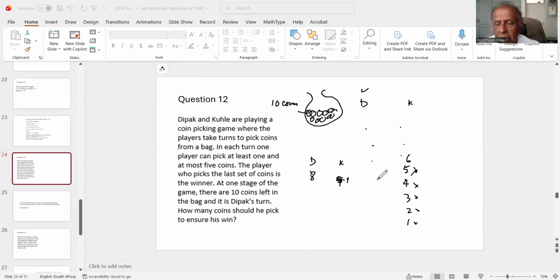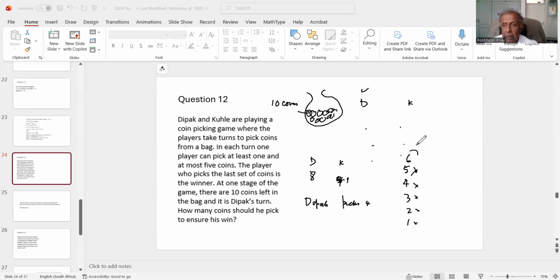How many coins should he pick to ensure his win? He must pick exactly 4. This fellow can bring it down to 6. So Deepak picks 4. Now, whatever Kushla does, Deepak will win because Kushla is going to reduce the 6 by a positive number, and Deepak can take that completely, and he wins again.